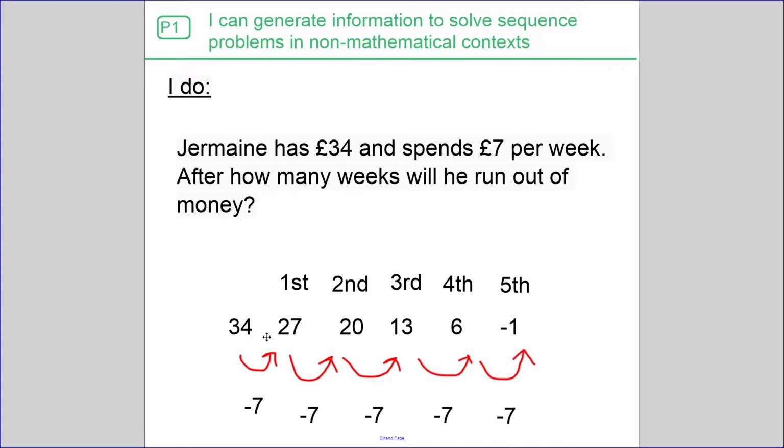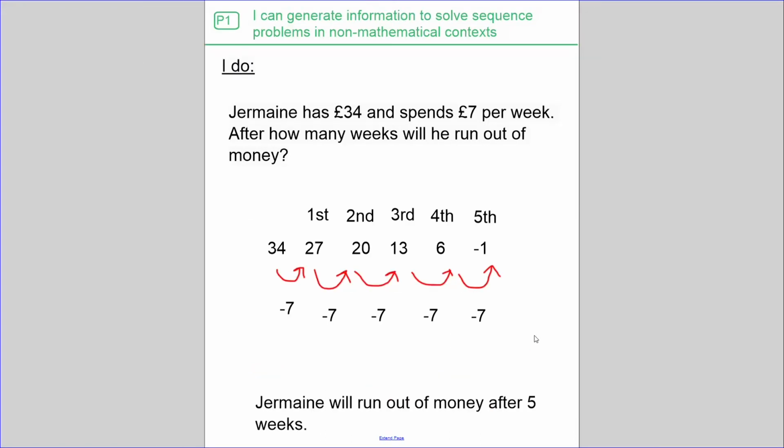So for the first week, he's going to have 27. Second week, he's going to have 20. Third week, he's going to have 13. Fourth week, he's going to have 6. And in the fifth week, he has -1. So we can see here, we're not going to consider the first number because it's the initial amount that he has. So therefore, Jermaine runs out of money after 5 weeks. Because this is a problem-solving type of question, do not forget to include your sentences at the end.